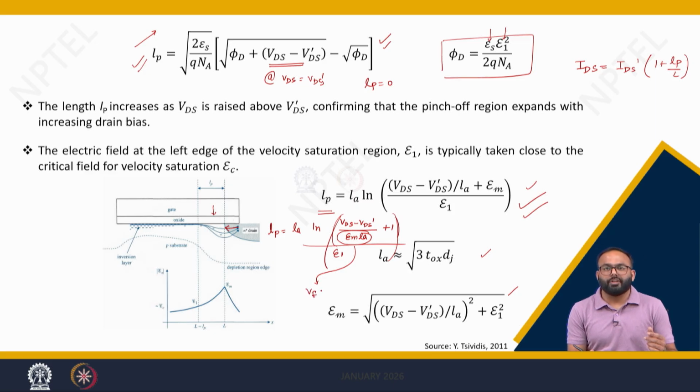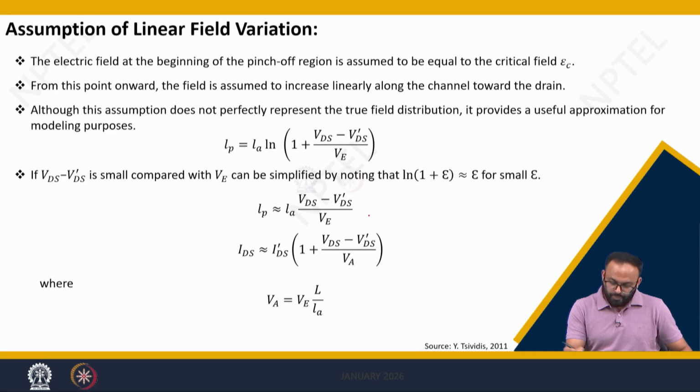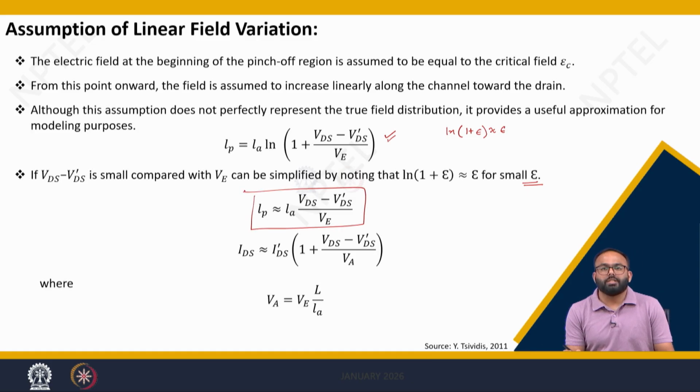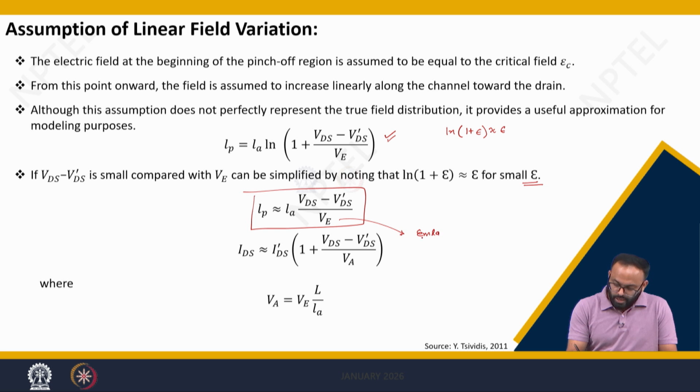VE is the electrostatic fitting parameter, which we are representing in terms of voltage, because this is also in voltage. So, this analysis will give you the final result of LP as this. Now, we can simply say that log of 1 plus epsilon is approximately equal to epsilon if epsilon is small. So, we can replace this LP as LA into (VDS minus VDS dash) divided by VE, where VE is nothing but EM into LA, correct, which is nothing but an electrostatic fitting parameter we need to include to capture the CLM effect in our model.